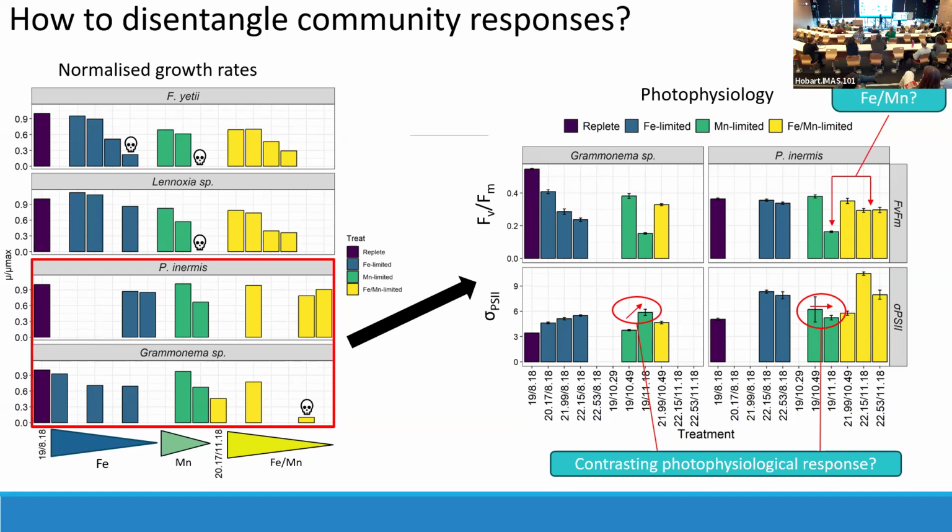This is the antenna size of the replete, which is exactly the same as the antenna size of my most limiting treatment. This means that depending on which species you're using, it might be possible to differentiate iron and manganese limitation in the field if you have this type of measurement, depending on which algae are actually dominating the community. We did this test on 4 species, and 3 out of the 4 showed the same result as Proboscia, which would suggest that most species will maybe have this different photophysiological response.